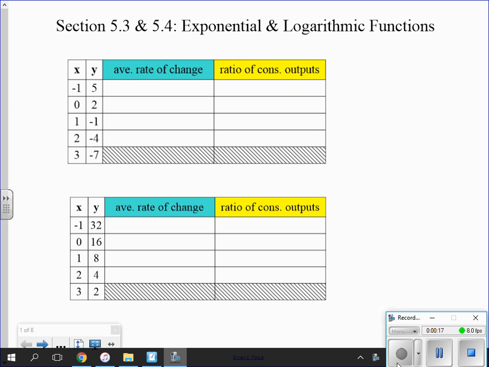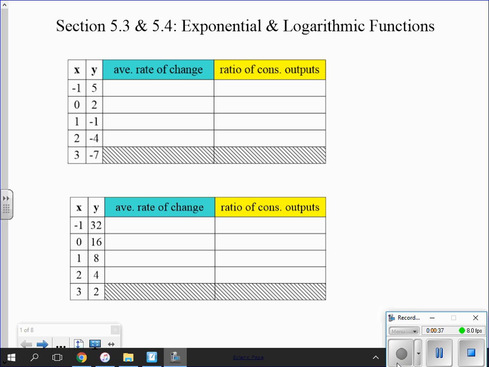Okay, so here's what I want you to do. For both of these sets of numbers, I want you to compute the average rate of change, and I want you to find the ratio of consecutive outputs. What that means is the ratio of the y's, consecutive y's.